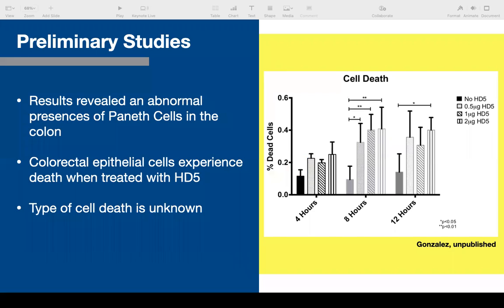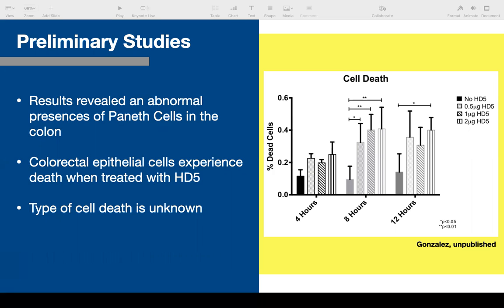Previous testing by Dr. Williams revealed an abnormal presence of Paneth cells in the colons of Crohn's colitis patients. This study also found that human alpha defensin 5 was upregulated in the colon of patients with Crohn's colitis, but not in ulcerative colitis patients. This led to an experiment completed in our lab previously that revealed upon treatment with HD5, colorectal epithelial cells experienced cell death. The image on the right of the screen shows the data from this study.